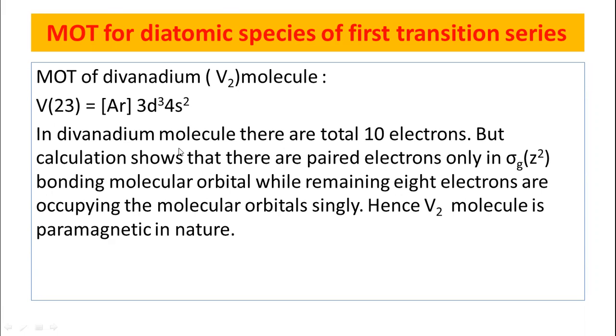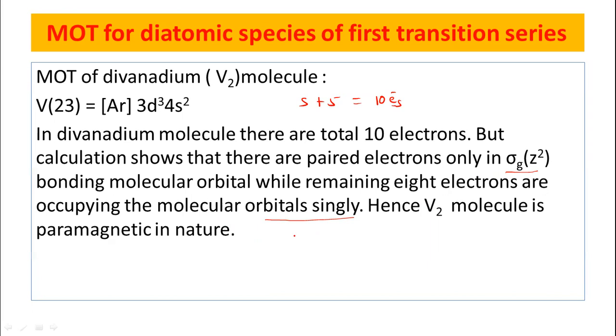Thus, in the divanadium molecule, there are a total of 10 electrons: 5 for one vanadium atom and 5 for the other. But actual calculation shows that there are paired electrons only in the sigma g z square bonding molecular orbitals, while the remaining 8 electrons occupy the molecular orbitals singly, which means each orbital is occupied by a single unpaired electron.